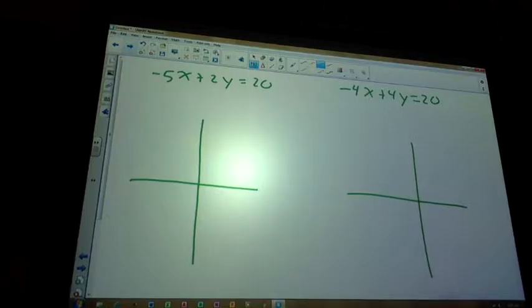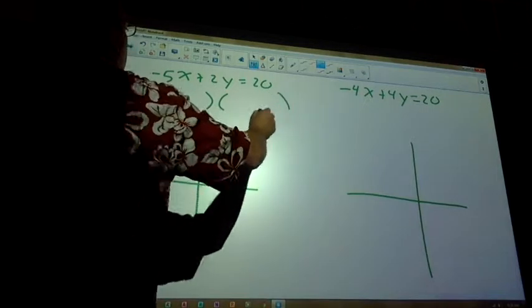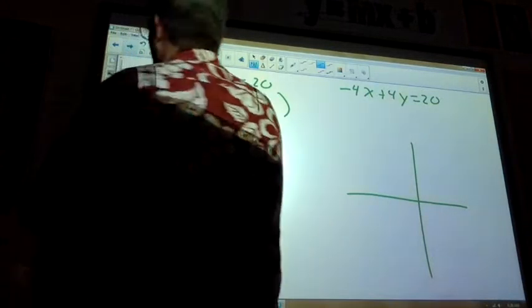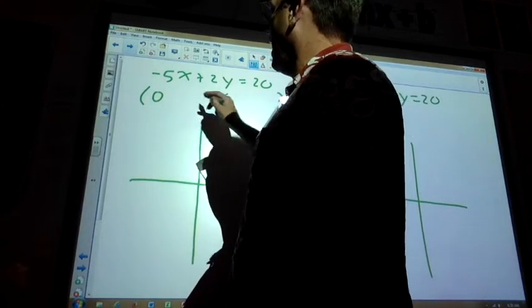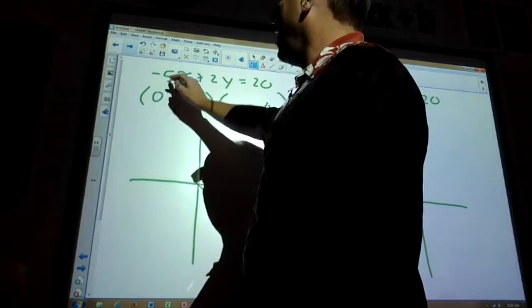What number should I plug in? What's my plug-in to cover stuff up? 0. So I'm going to plug 0 in where? In for what and what? X and for y. And so here. So you're right. I'm going to plug this in.